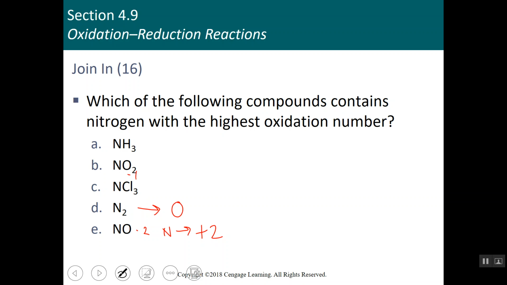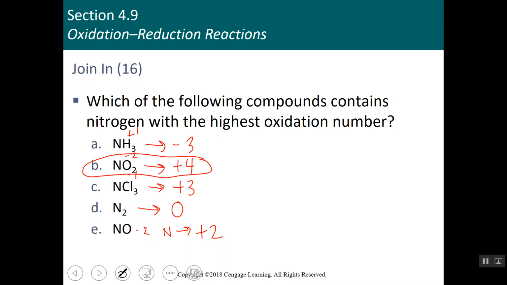Chlorine's a -1, so that nitrogen has to be a +3. Oxygen's a -2, so that nitrogen needs to be a +4 to balance that out. And in this particular case, since the hydrogen's a +1, then that nitrogen has to be a -3. And so our answer choice on this one is B.